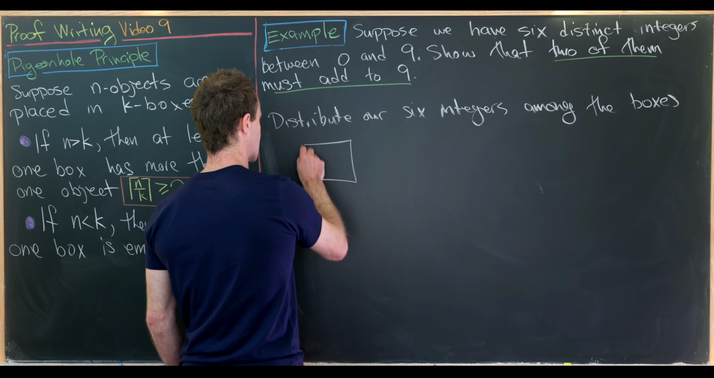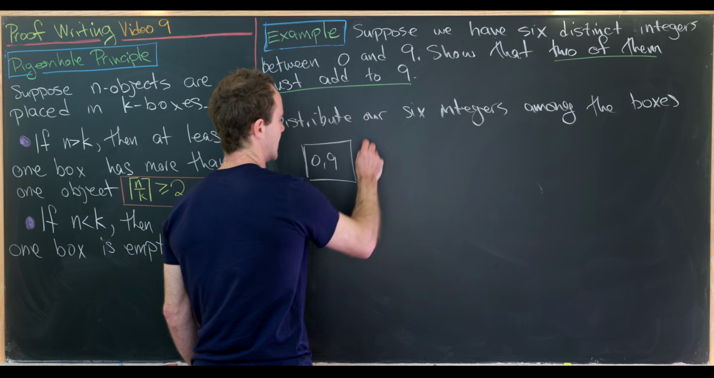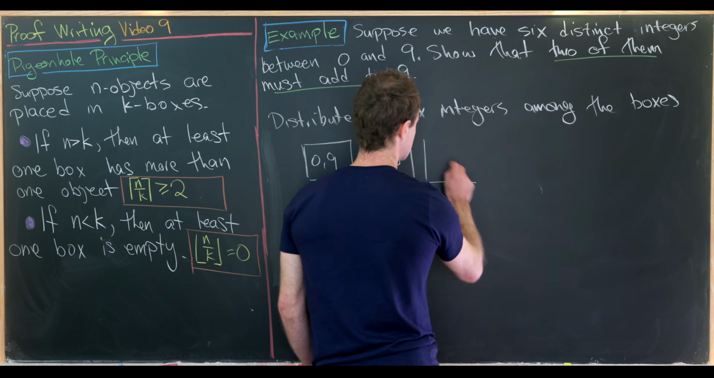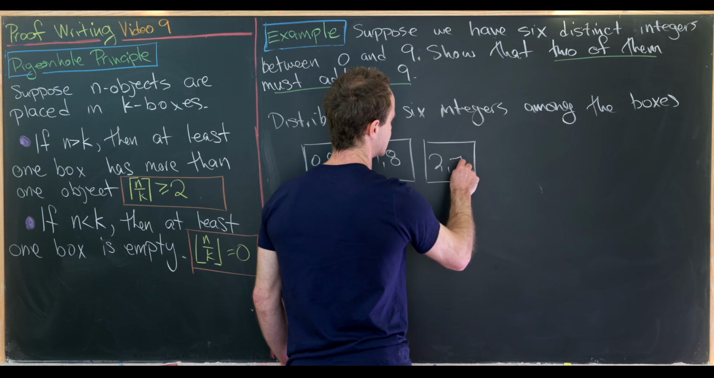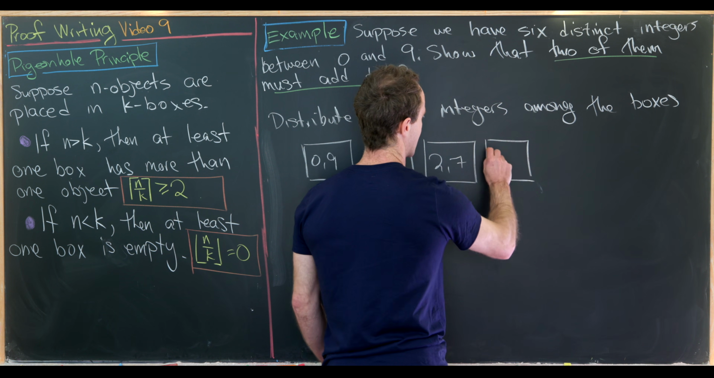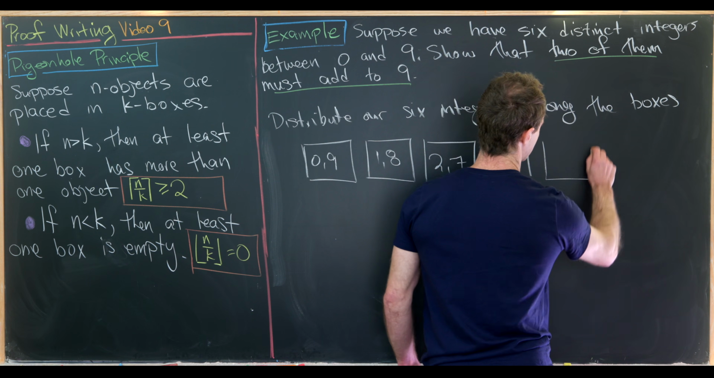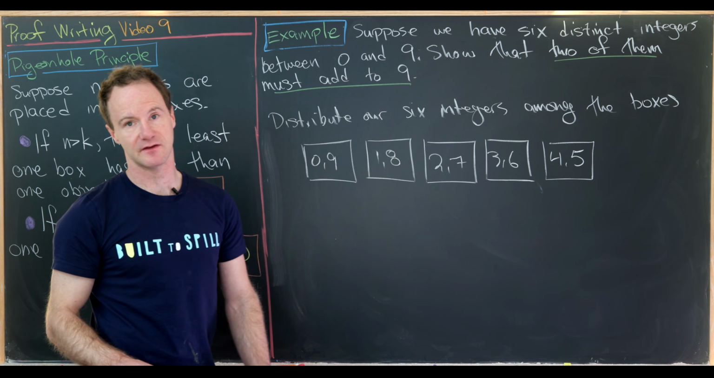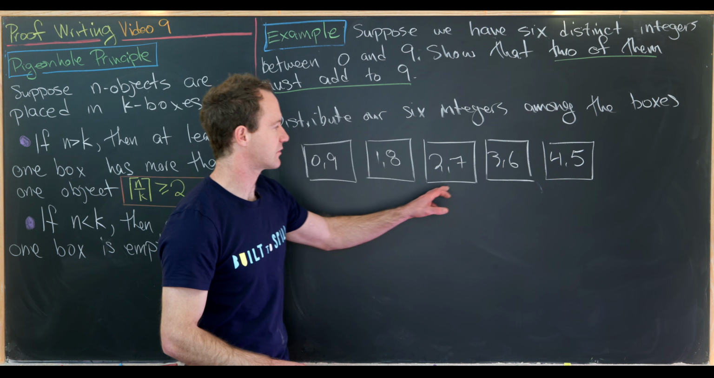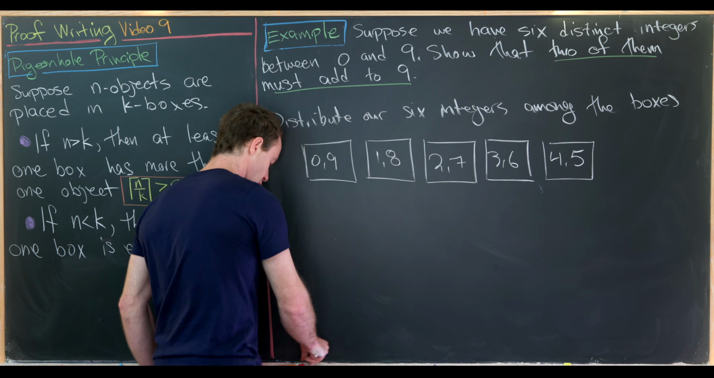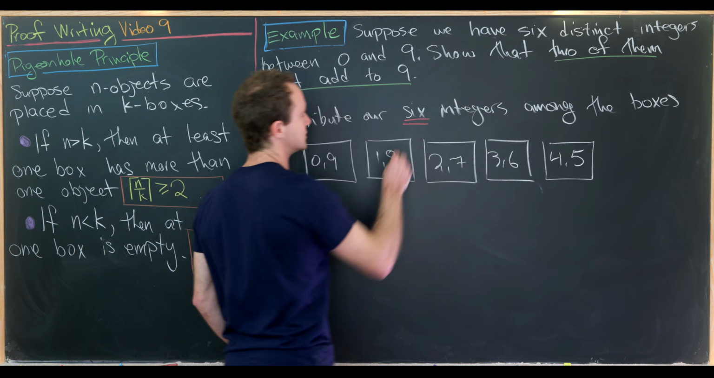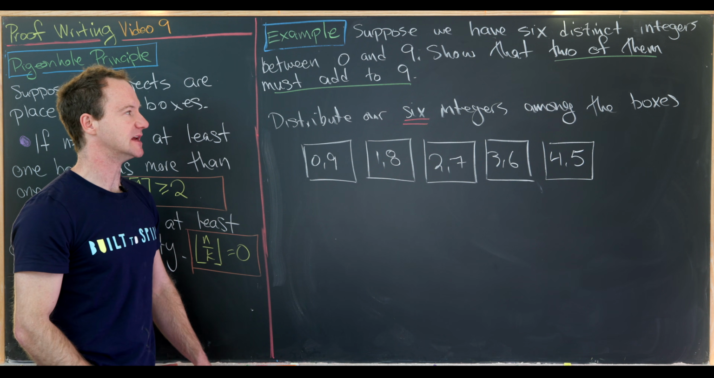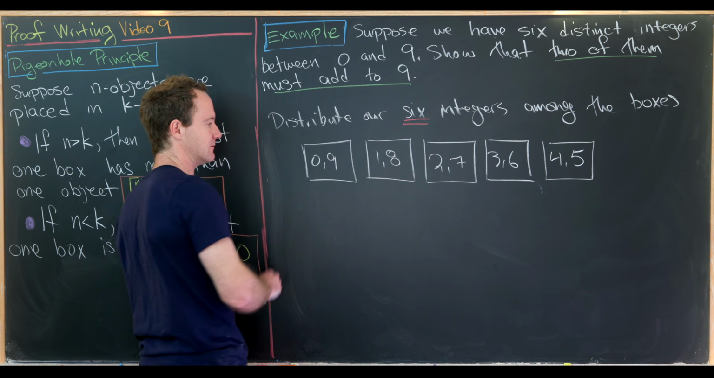So our first box will contain the numbers 0 and 9. Our second box will contain the numbers 1 and 8. Our third box, 2 and 7. Our fourth box, 3 and 6. And finally, our fifth box will contain the numbers 4 and 5. So we've got 1, 2, 3, 4, 5 boxes. We are to put 6 integers inside of these 5 boxes. So that means we're guaranteed 2 of these integers land in the same box.